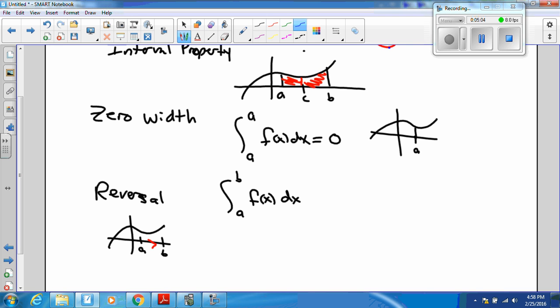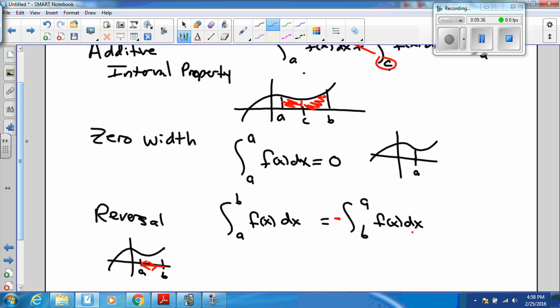But if I reverse this and integrate from b to a, now I am going to be traversing the interval from b back to a in the opposite direction. And the only way to do that is to take the opposite sign for dx there, so that I end up with the opposite value for the integral. Practically speaking, this means that when we flip the limits of integration, we reverse the sign of the integral.